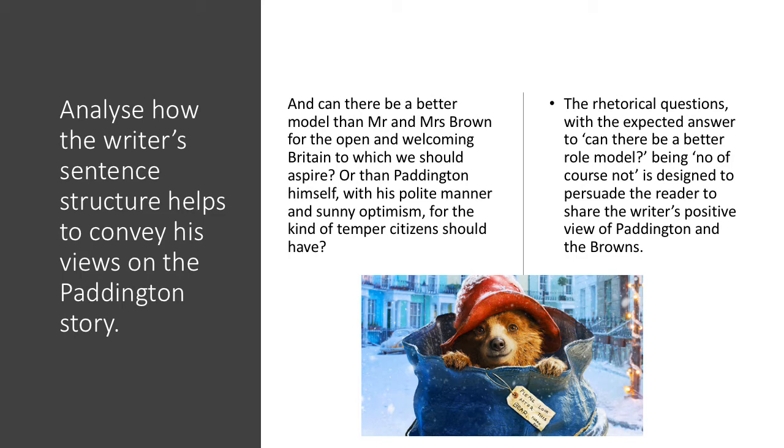So we've got a rhetorical question here. In fact, we've got two of them, with the expected answer to "can there be a better role model" being no, of course not, designed to persuade the reader to share the writer's positive view of Paddington and the Browns. So the use of the question is designed to persuade, and to persuade us that it's a positive thing.